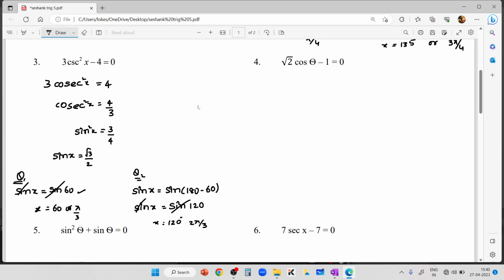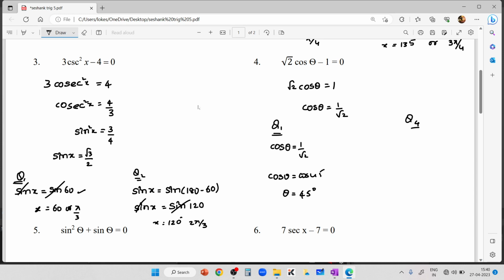Coming to one more question: root 2 cos theta minus 1 is equal to 0. That means root 2 cos theta is equal to 1, so cos theta is equal to 1 by root 2, and cos is positive in two quadrants, one in quadrant 1 and one in quadrant 4. So cos theta is equal to cos 45, that means theta is equal to 45 degrees.